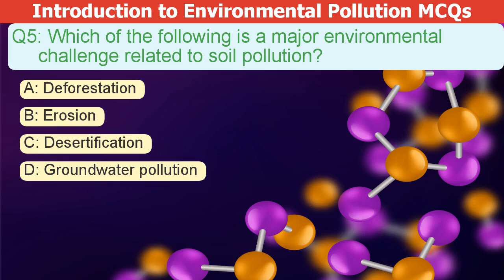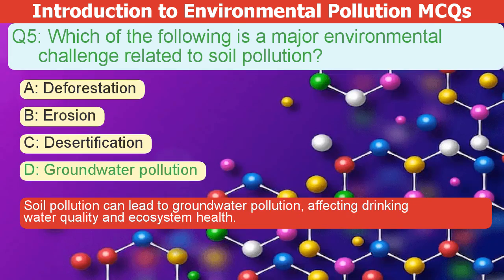Which of the following is a major environmental challenge related to soil pollution? A. Deforestation. B. Erosion. C. Desertification. D. Groundwater pollution. The correct answer is D. Soil pollution can lead to groundwater pollution, affecting drinking water quality and ecosystem health.